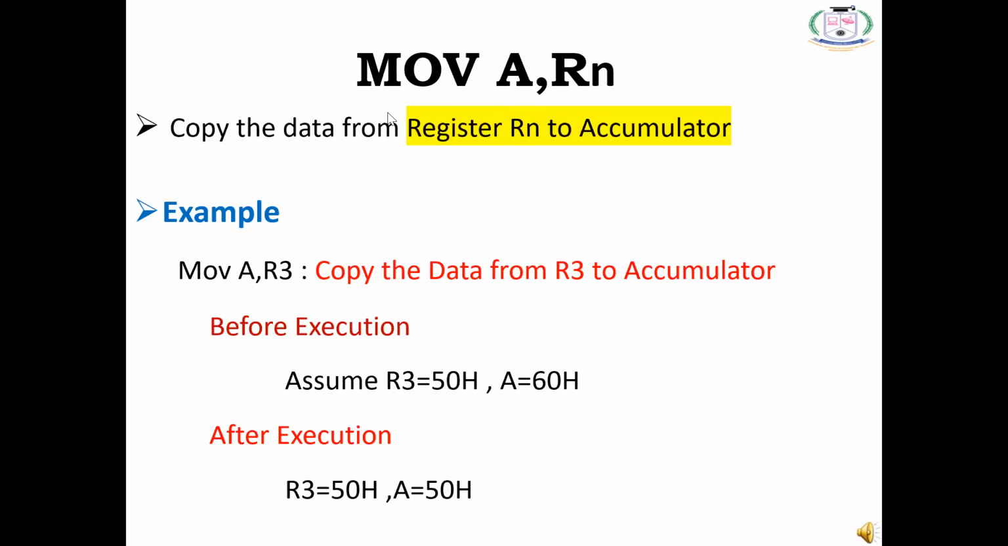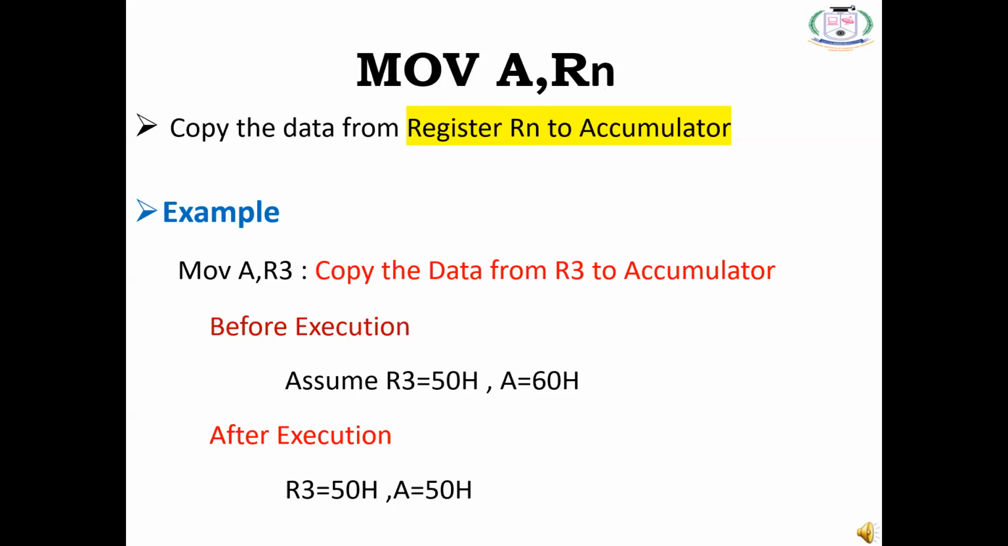Okay. Abhirami, tell me, MOV A comma Rn, that means what? Ma'am, move register to accumulator. Copy data from register to accumulator. What is the register here? Rn represents which register? Register bank registers. How many bank registers are there? 4 banks are there.